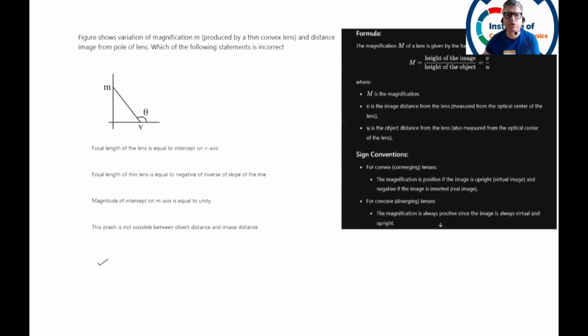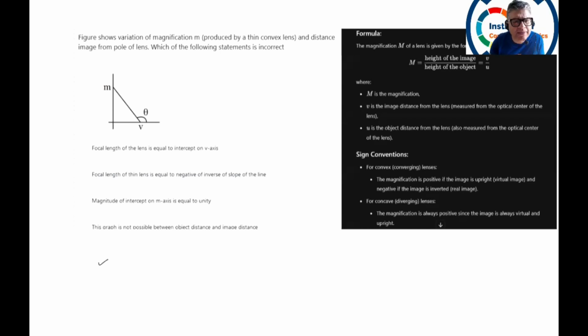All right, good morning. So this question is from the topic of ray optics. It's a question based on a thin convex lens. Let's read the question first. So it's a graphical question. The figure shows the variation of magnification produced by a thin convex lens and the distance of the image from the pole of the lens, right? So which of the following statements is true?